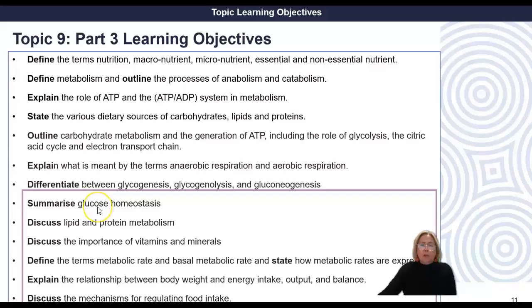And in this part, we're going to cover the following objectives. Be able to summarize glucose homeostasis, discuss lipid and protein metabolism, discuss the importance of vitamins and minerals, define the terms metabolic rate and basal metabolic rate and state how metabolic rates are expressed. Explain the relationship between body weight and energy intake, output, and balance. And finally, describe the mechanisms for regulating food intake.